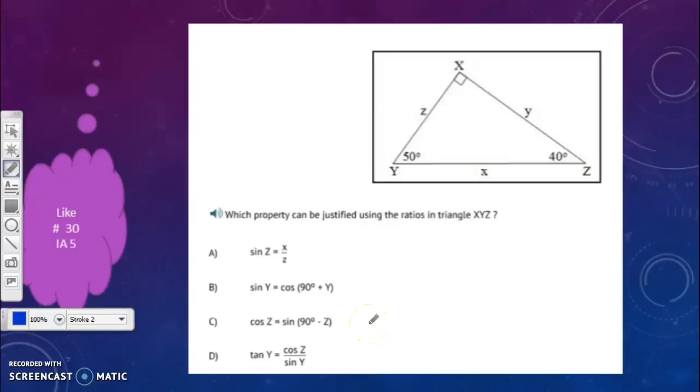SOHCAHTOA, SOHCAHTOA. Oh, sorry, I was just sitting here doing a little rain dance, but you know, that rain dance might help you with this problem.